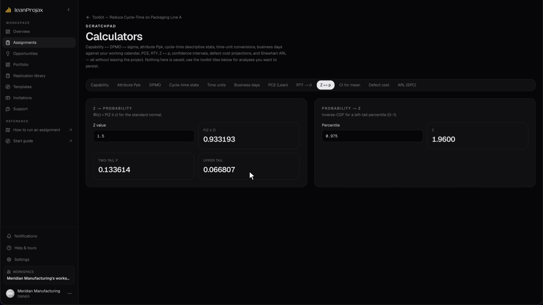And in reverse, to leave just 1% outside, ask for the 99th percentile. The limit must sit 2.33 sigma out. That's the Z table, without the table.